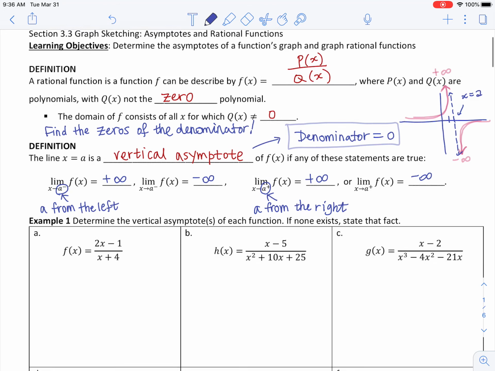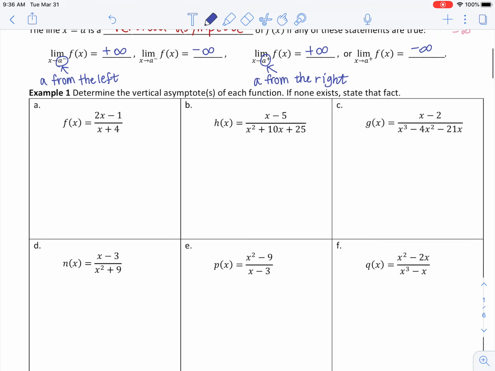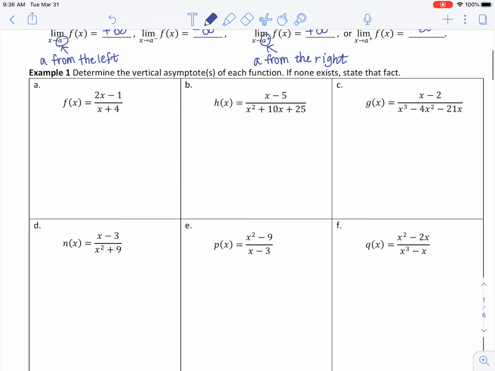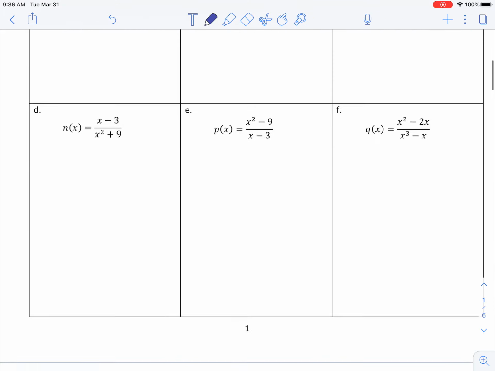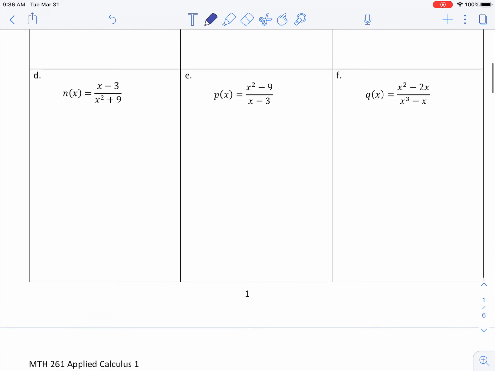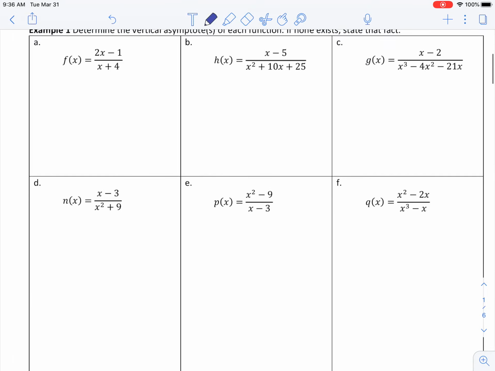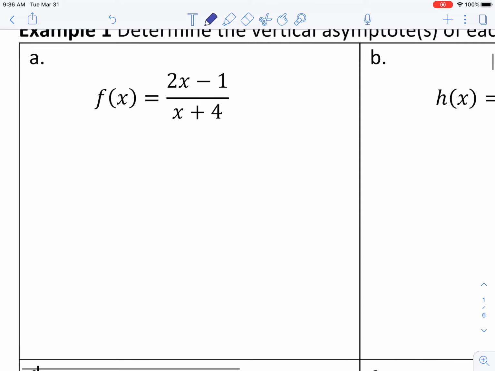Okay, so let's find some vertical asymptotes. Example 1, determine the vertical asymptote or asymptotes, because a function may have more than one vertical asymptote. If none exist, we're going to state that fact. So I got A, B, C, D, E, F. Some of them will have one vertical asymptote, some will have two, some may have none. So let's start with A together. To find the vertical asymptote, grab that denominator.